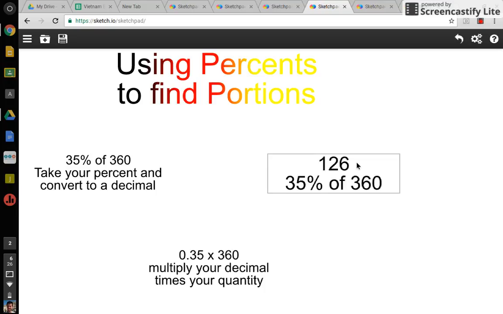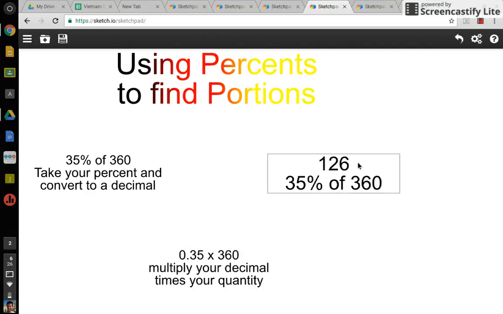126. Now this makes sense because we know that when we multiply 0.35 times a whole number, 360, our whole number is going to get smaller. And in fact, our number has gotten smaller. We can also use estimation to help us find our answer. We know that 0.35 is very close to 1/3, and if we find 1/3 of 360, it's around 120. In other words, if I divide it by 3, it's going to be around 120.